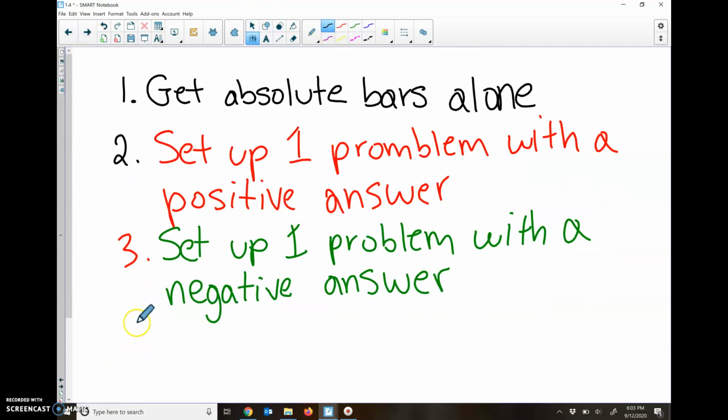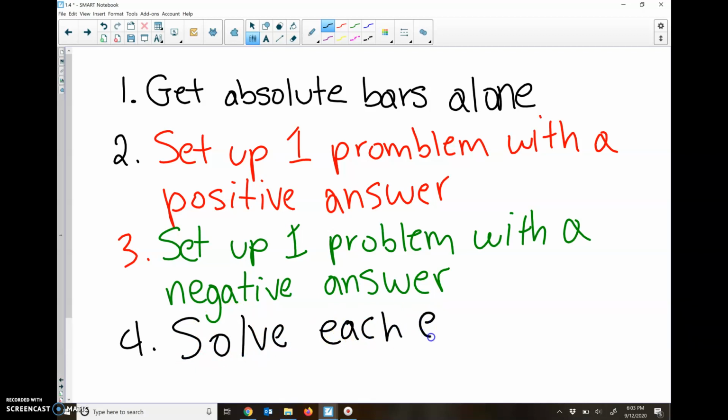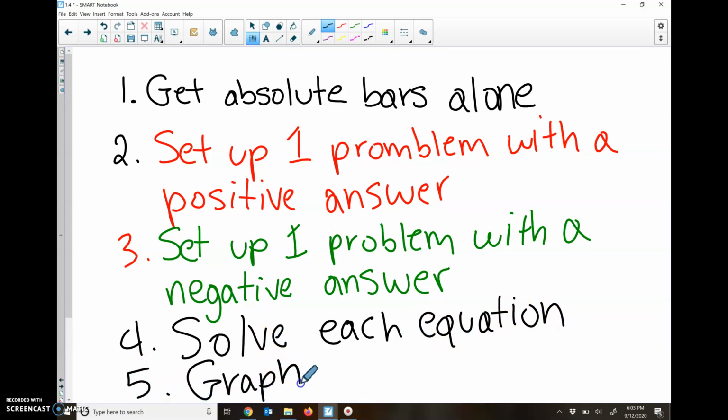Okay? Then our last step is to solve each equation. Okay? Well, I guess we have the 5th step of graph, but graphing, we're just putting a dot where it is. Okay? So we're going to solve each equation and graph.